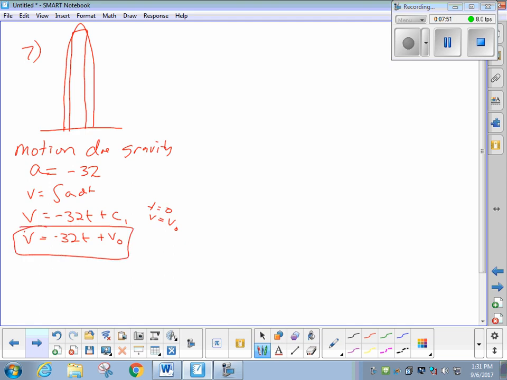I also need a height equation. Again, not through memorization, but through calculus. How do I get a height equation? Antiderivative of velocity. The antiderivative of negative 32t plus V initial. Pause real quick. That you could think of as, or call it a differential, or the variable of integration, dt.